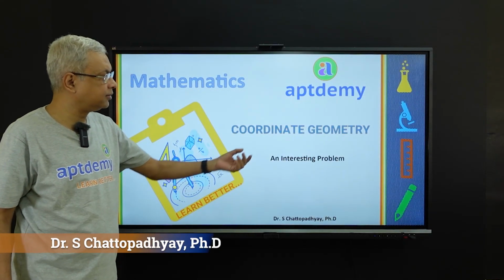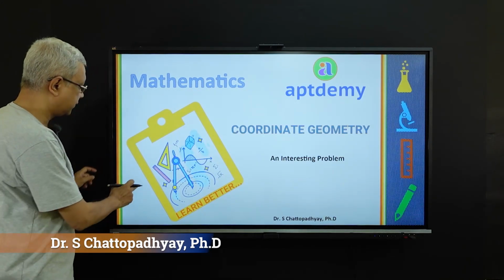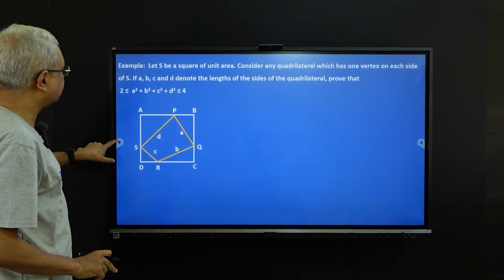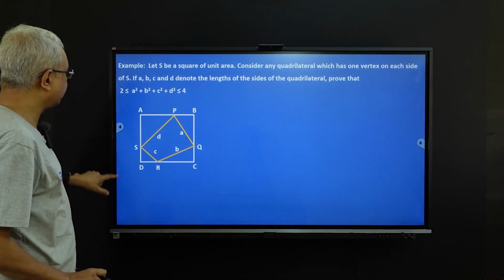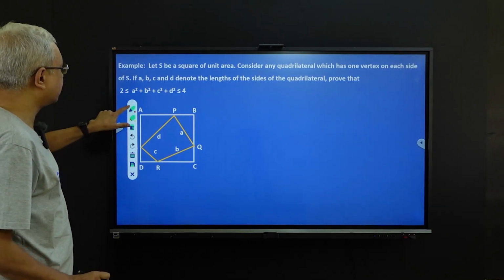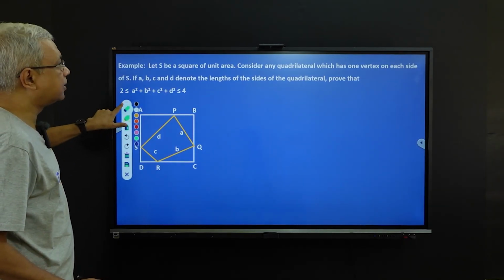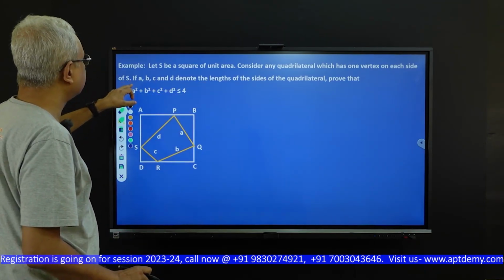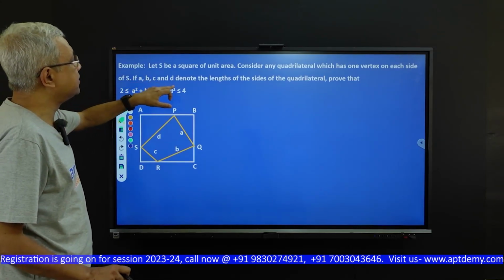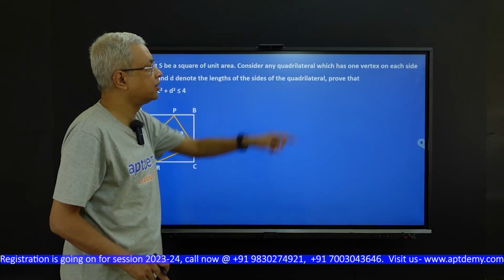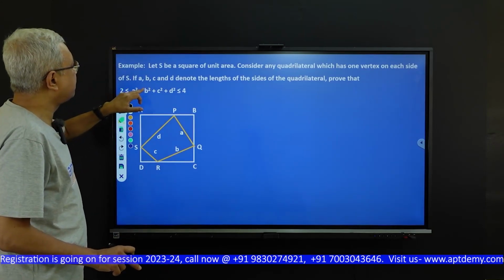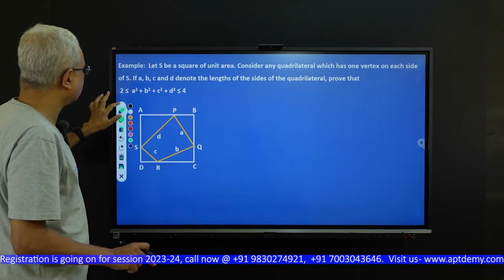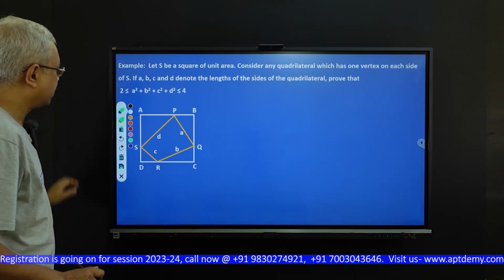We will consider an interesting problem on coordinate geometry. What is the problem? Let S be a square of unit area. Consider any quadrilateral which has one vertex on each side of S. If a, b, c, d denote the lengths of the sides of the quadrilateral, prove that a square plus b square plus c square plus d square is greater than or equal to 2 but less than or equal to 4. So this is the problem.